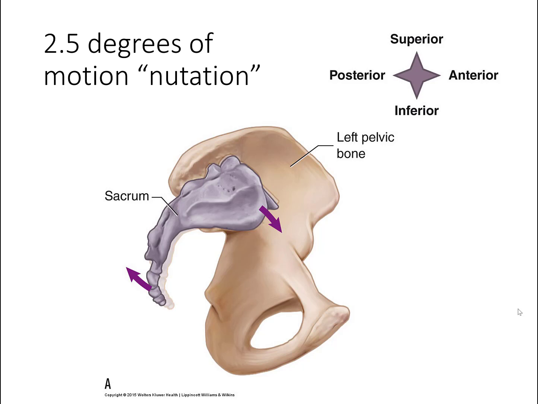I think most of the studies say in terms of translation, like 1 to 2 millimeters, and then they describe the rotation as nutation. I'll tell you what nutation means, but it's usually 2 or 3 degrees. So it's very, very minimal, the amount of motion.